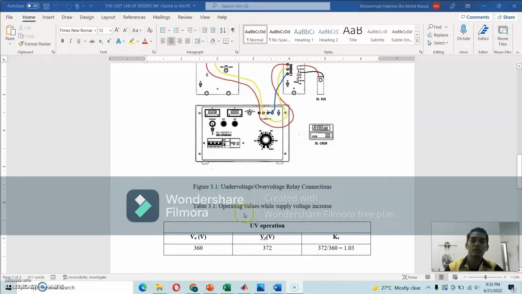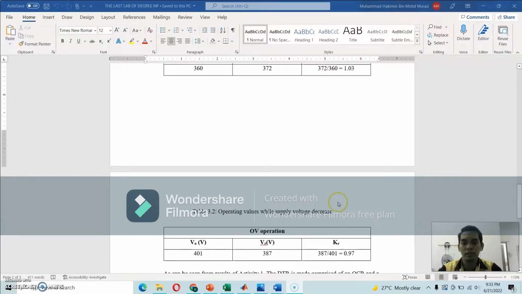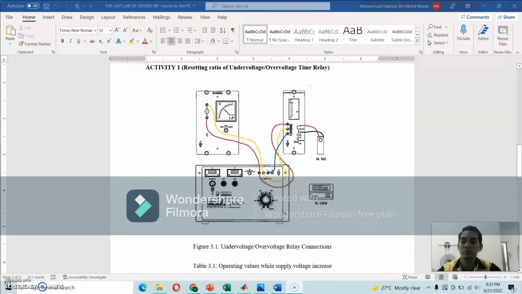This is the table for operating values while supply voltage increases. The operating voltage is 360, the release voltage is 372, and the resetting ratio is 1.03. For the operating values while supply voltage decreases, the operating voltage is 401, the resetting voltage is 387, and lastly the resetting ratio is 0.97. So that's all for activity 1.